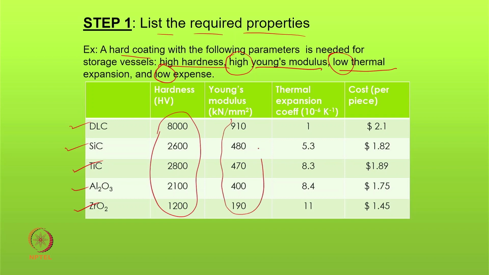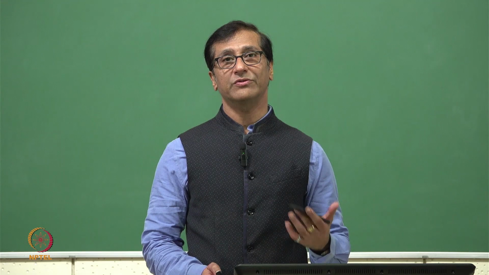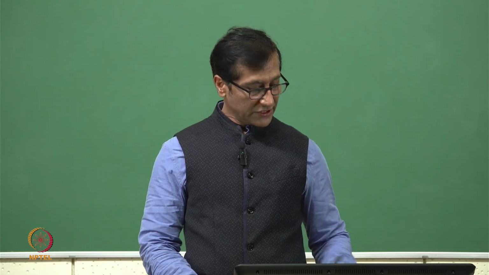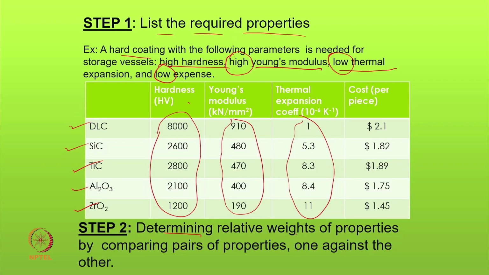First, these values need to be compared, and then we need to compare the properties also. Which property is more important? Is hardness more important compared to Young's modulus, or is Young's modulus more important compared to thermal expansion, or is cost more important compared to thermal expansion? Those things we need to give appropriate weightage. So that's why we say step 2 is determining the relative weight of the properties by comparing pairs of the properties against each other.